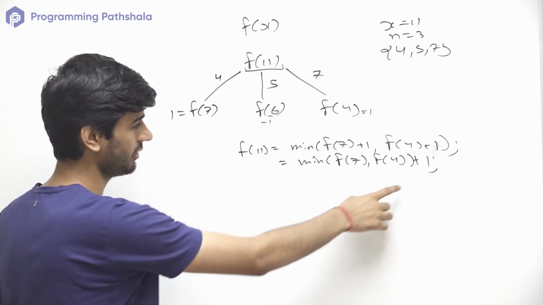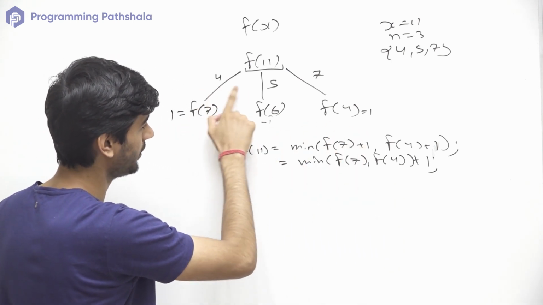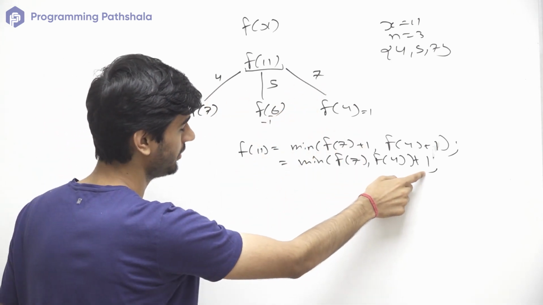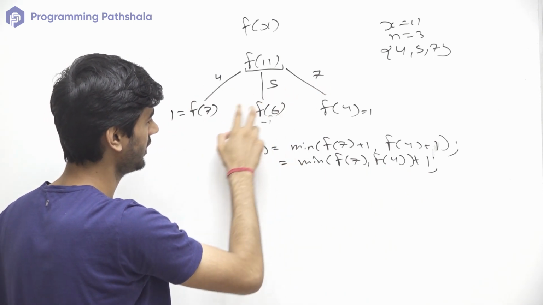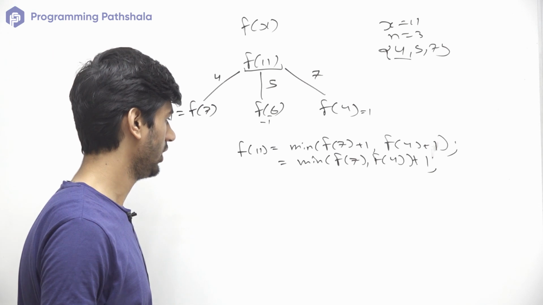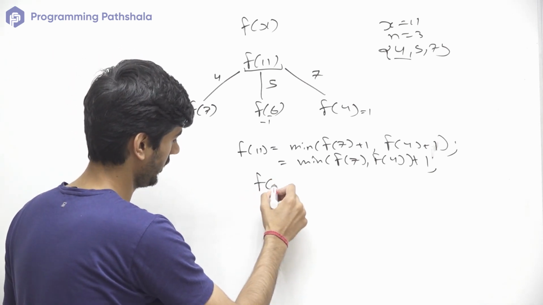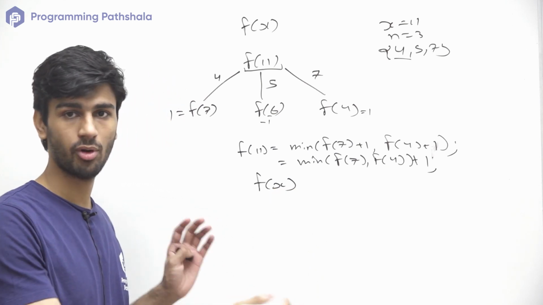And why are we adding 1? We are adding 1 because we got all these possibilities after picking a coin, right? So this 1 represents just that coin which we picked, and we got all these possibilities. Now if we try to generalize this recursive relation, then for f of x we will have n number of options.